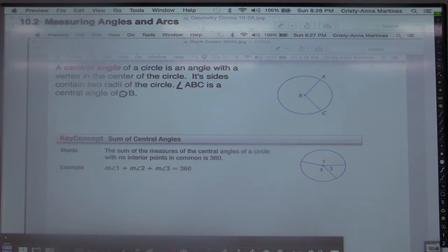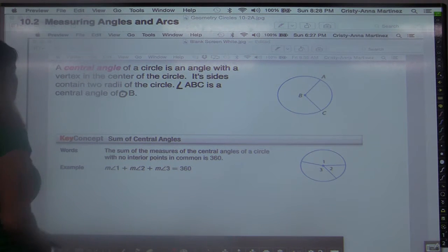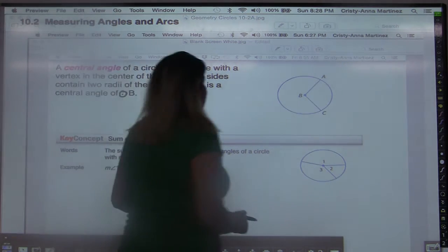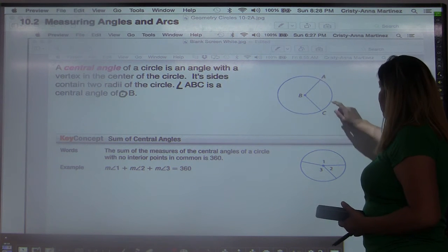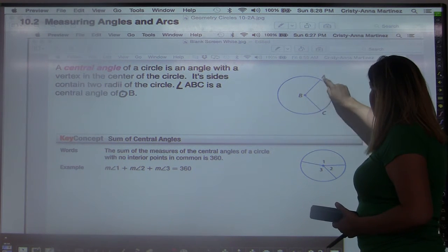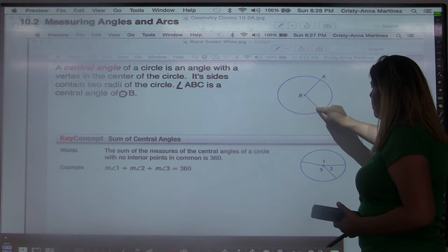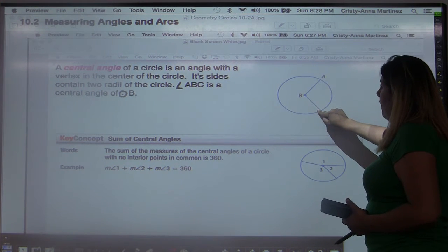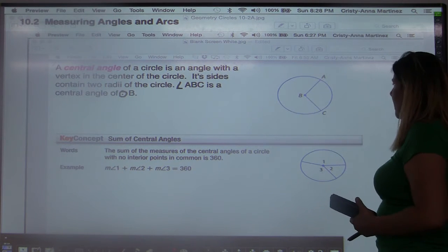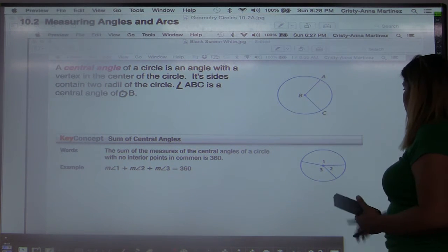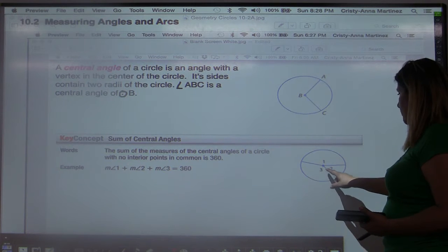So just to give you some vocab from the onset, a central angle of a circle is an angle with a vertex in the center of the circle. Here we have an example of a central angle, like angle ABC. This angle here is the central angle, the vertex being B.